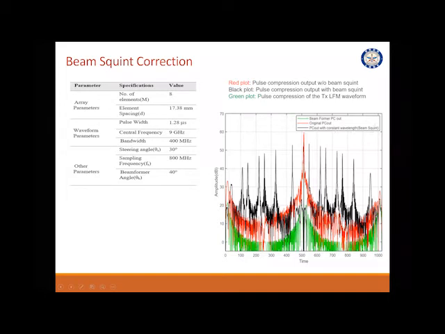Conventionally, there is only one lambda. So with a constant lambda, the beam squint is happening. That is the black color. You can see that all these are the black beam squint effect. But the moment we corrected, you get the output matching the original expected output. The original expected output is red in color, and green also matches with this.